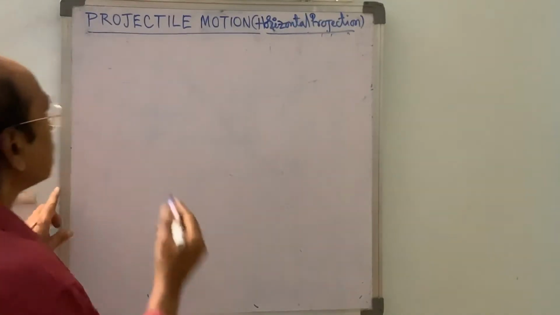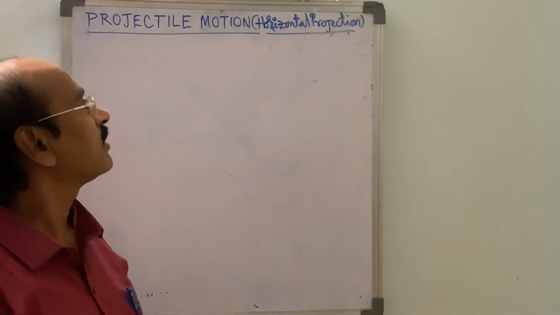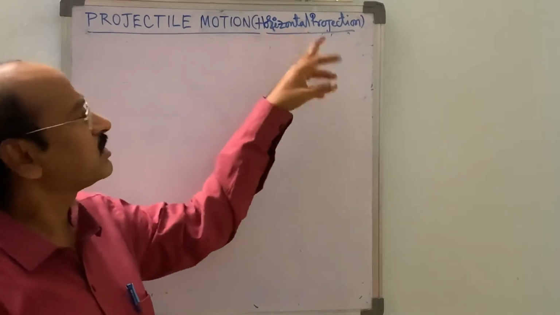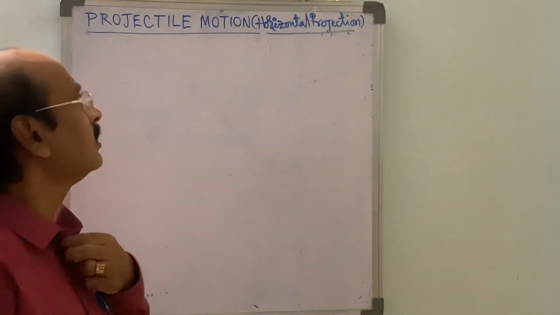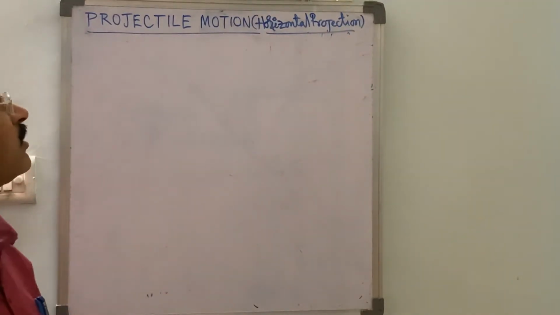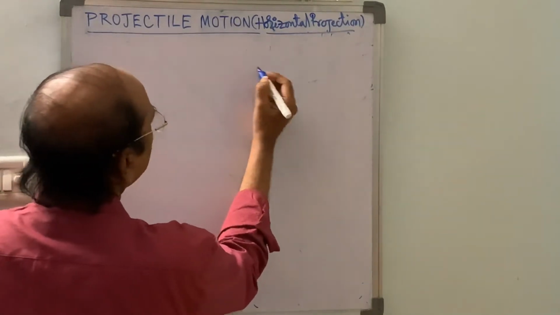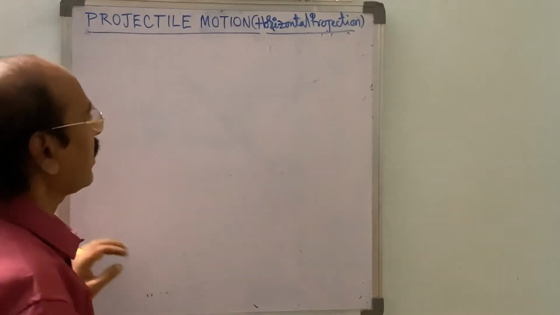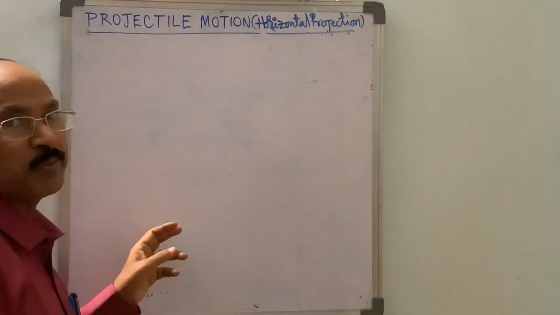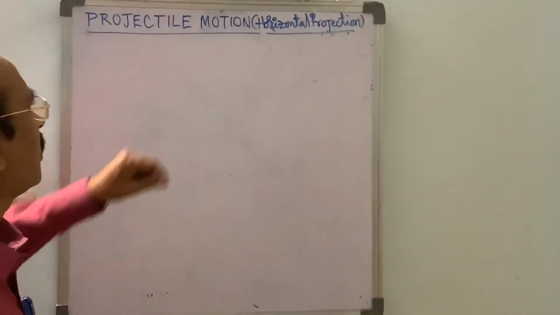So there are two types of projections other than the vertical projection. The body is projected in horizontal projection and in oblique projection. In horizontal projection, the body is moving parallel to the earth, that is theta equal to 0. And when the body is moving at an angle to the x-axis, other than 90, it is known as oblique projection. Now we discuss in detail the horizontally projected body.